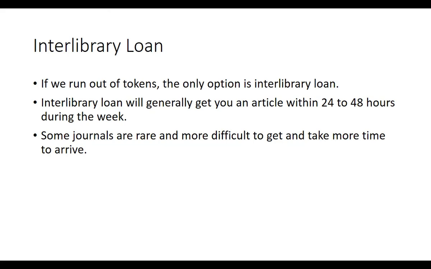Now, if we do run out of tokens, we can get things for you through interlibrary loan. Interlibrary loan is pretty quick. Articles generally get to you within 24 to 48 hours during the business week, but sometimes it can be different. Some chemistry journals are a little bit rare, so they can be a little bit more difficult to get and take a little more time to arrive. Sometimes chemistry journals are in foreign languages, and those can be more challenging to get because they're held by fewer libraries.